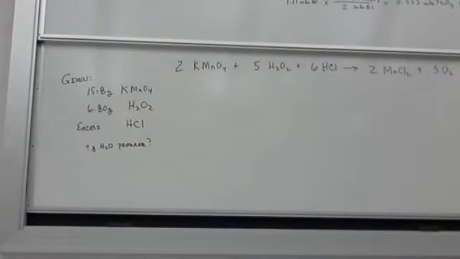So here are the conditions. Given 15.8 grams of potassium permanganate. Oh, I should ask you what KMnO4 is. Potassium permanganate. And 6.80 grams of hydrogen peroxide and excess HCl. Oh, here's something new. Excess HCl, what does that mean? If it's excess, it means it's not the limiting reagent. So it's a neon sign that says, ignore this.